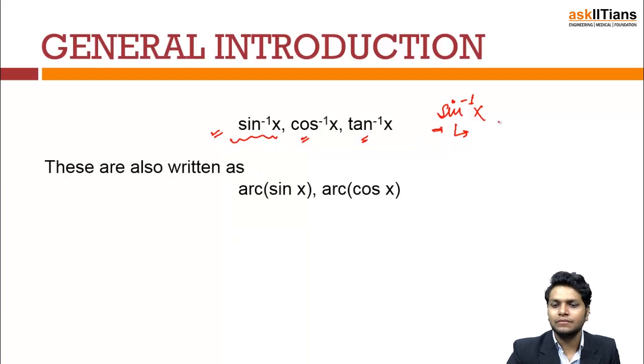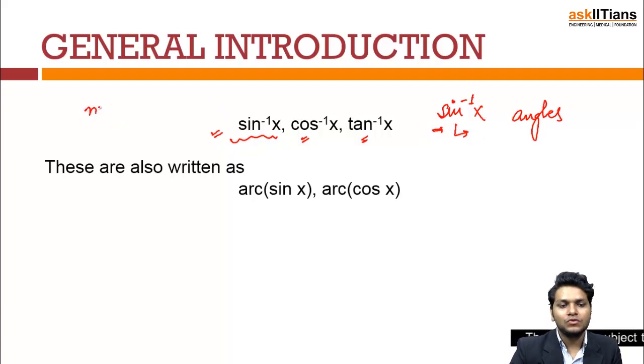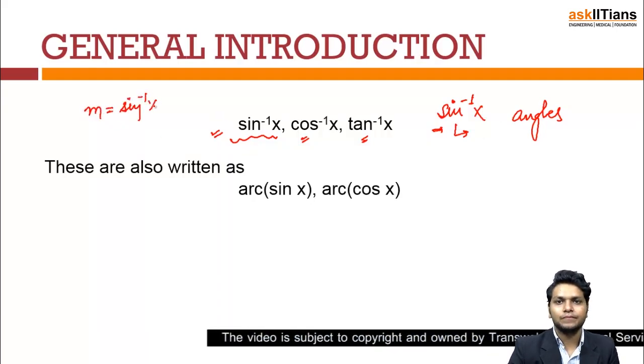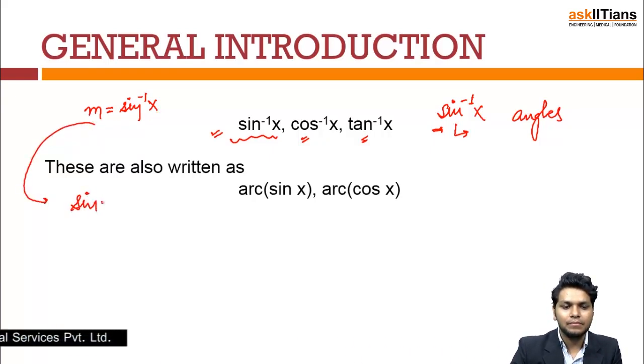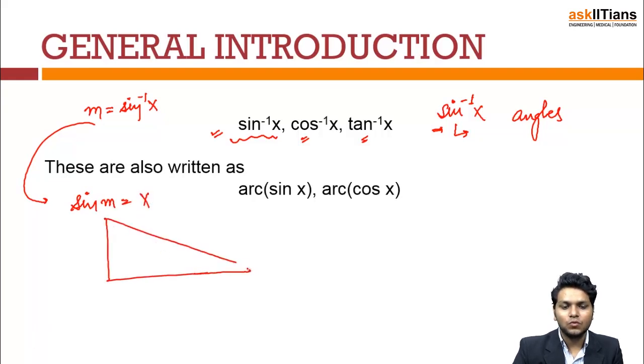These are nothing but values of angles such that I have a value m, which is equal to sine inverse of x. What does that mean? This means that the value of sine m is x. Now if I consider a triangle in which one of the angles is m, I can say that the sine, the ratio of opposite against the hypotenuse, is x over 1, and the remaining side can be written as root over 1 minus x squared. This is how we try to define and understand it.